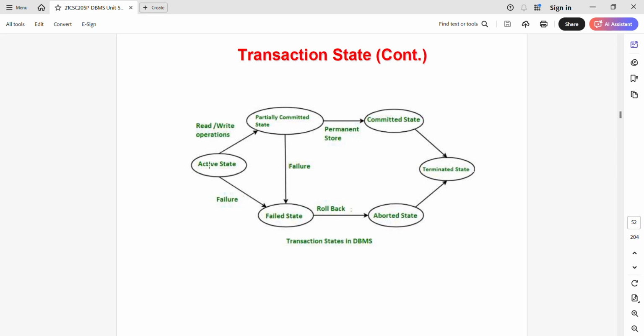In case we are in the active state, if our transaction fails, it will move into the failed state. Even in the partially committed state, the system may fail due to hardware or software failure. In that case also it will go into the failed state. Once the system has failed, we can do the rollback. Once the rollback occurs, the state changes from failed to aborted. From the aborted state, it will go into the final terminated state.